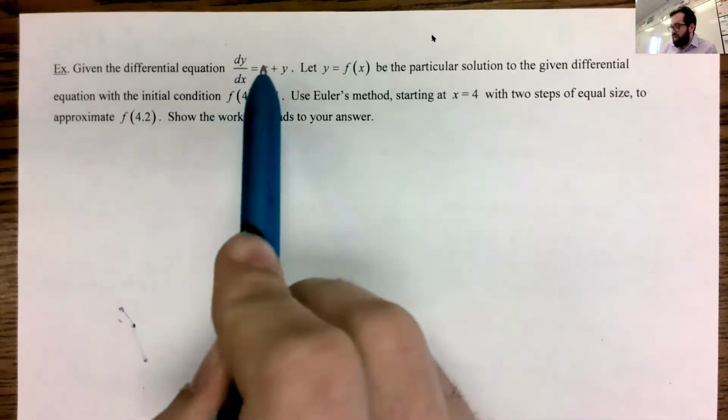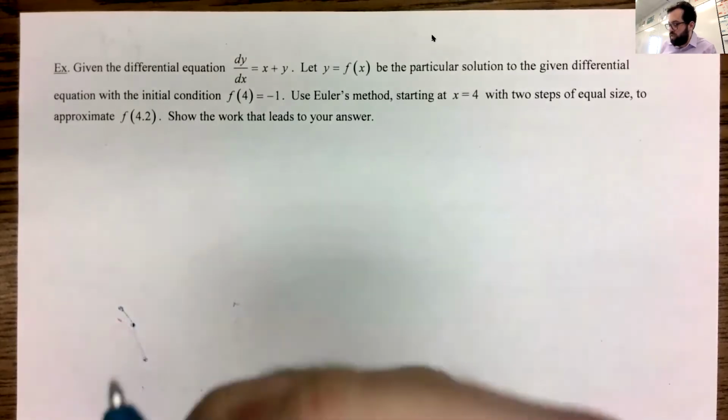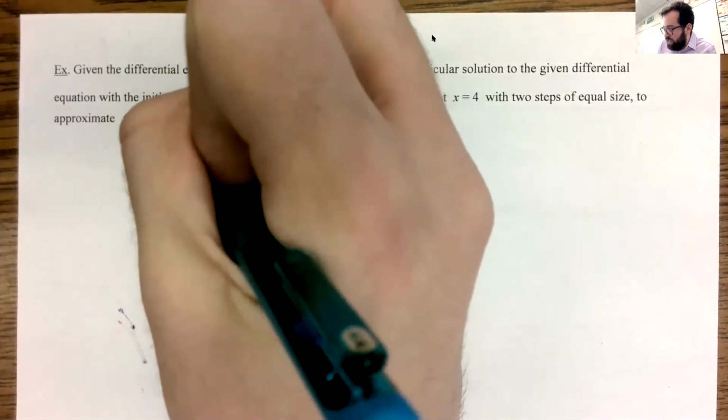This time, because we have x plus y, we couldn't separate these variables even if we wanted to. It's not separable. It's stuck that way. We can't ever move the y to the other side, multiplied by the dy, and leave the x there, multiplied by the dx. It doesn't work. But let's use Euler's method starting at x equals 4 with 2 steps of equal size to approximate f of 4.2. So first things first, we need to find our delta x.